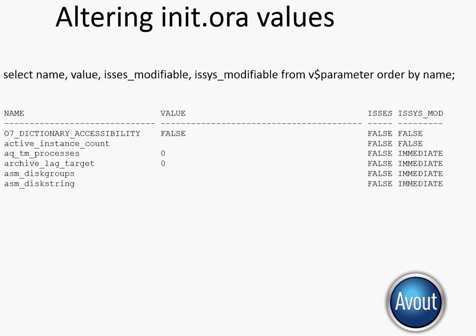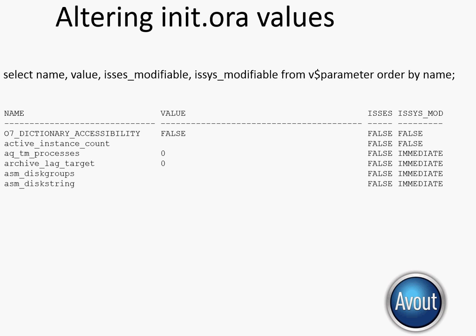Here's some of the values, and I didn't print out everything because again there's over 300 different parameters that go along with the 11gR2 database. But here's an example of some of the values that are out there, and you can see that of these 6 that happen to be on this page, none of them can be modified just at the session level. They're all set to false. Some of them, however, 4 of the 6 can be modified at the system level, which means that on the fly I could actually change the value of AQ_TM_PROCESSES or ARCHIVE_LAG_TARGET. I can change those on the fly if I needed to.